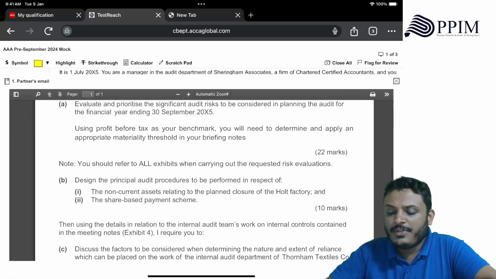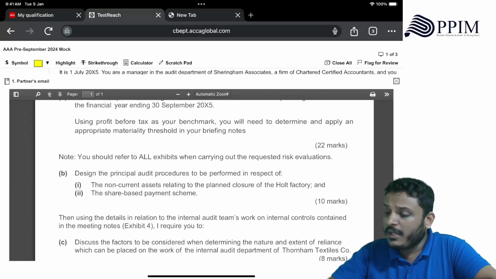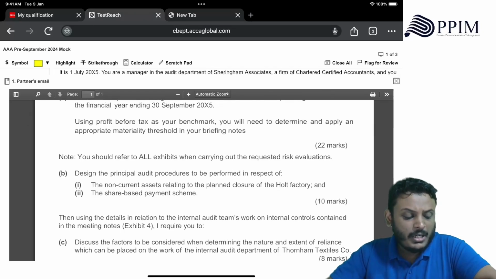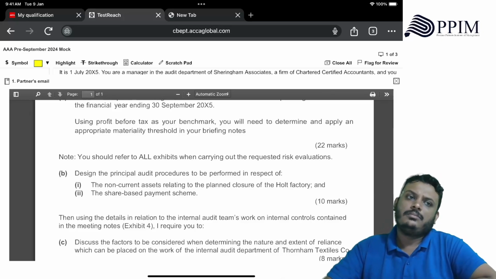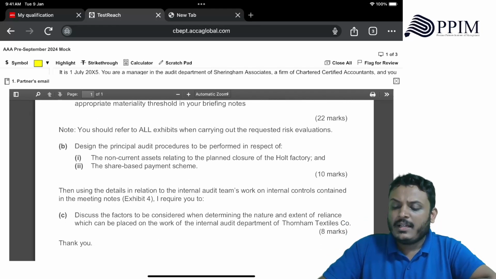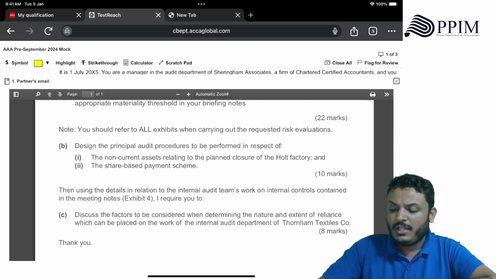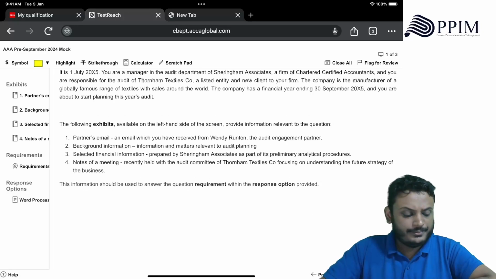So if you look at the first question, they ask us to identify audit risk, so 22 marks. So I should suggest a minimum of 9 or 8. Audit risk should be written down here. Then they're asking the audit procedures. Then they're asking the factors.